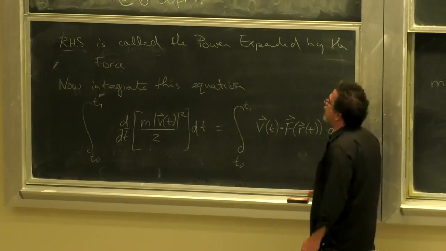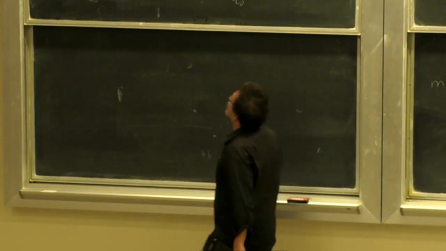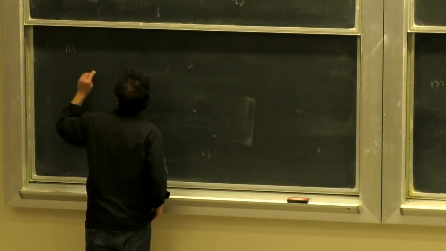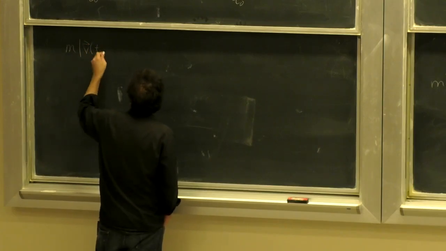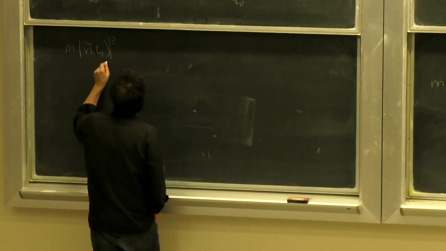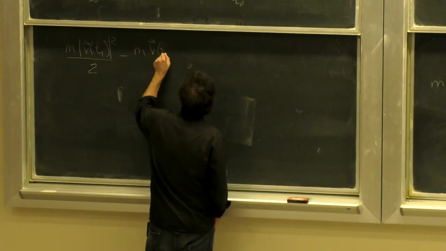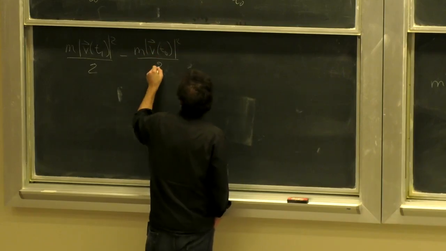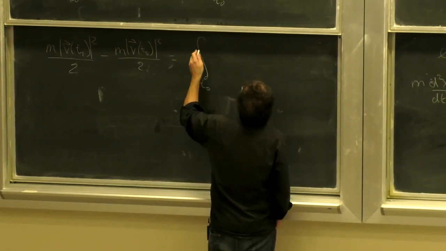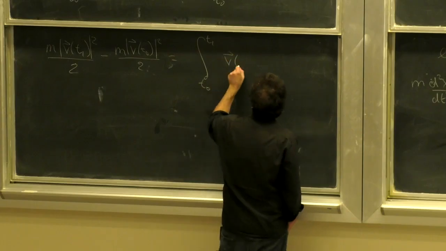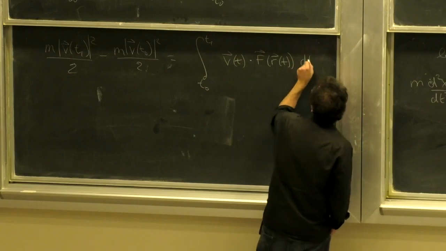By the fundamental theorem of calculus, the integral of a derivative is just the function evaluated at the upper bound minus the function evaluated at the lower bound. So this left-hand side simply becomes m times v vector of t evaluated at the upper bound, which is some t1, squared divided by 2, minus m times v vector of t0 squared divided by 2, is equal to the integral from t0 to t1 of v of t dotted into f of r of t dt.